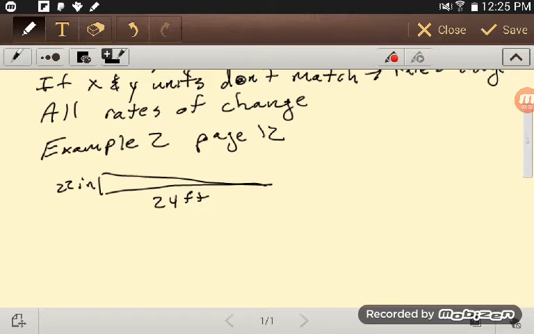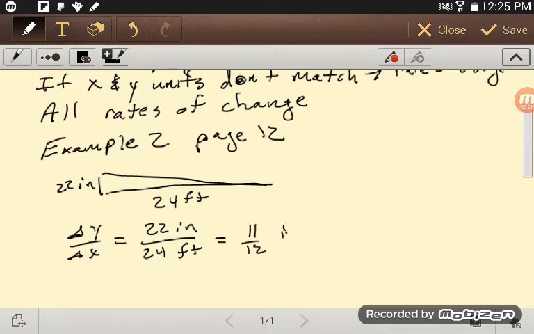And so if we take the change in y over change in x, it went up 22 inches over 24 feet. So they're saying if I write it that way, I get, what is this, 11/12 inches per foot. Okay, and they're saying, hey, that's a rate of change. Okay, so rate of change.